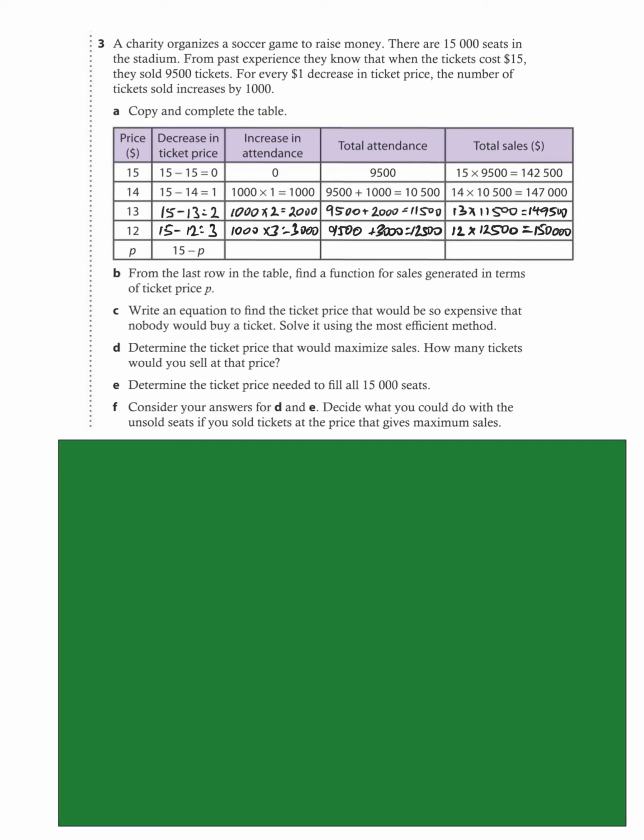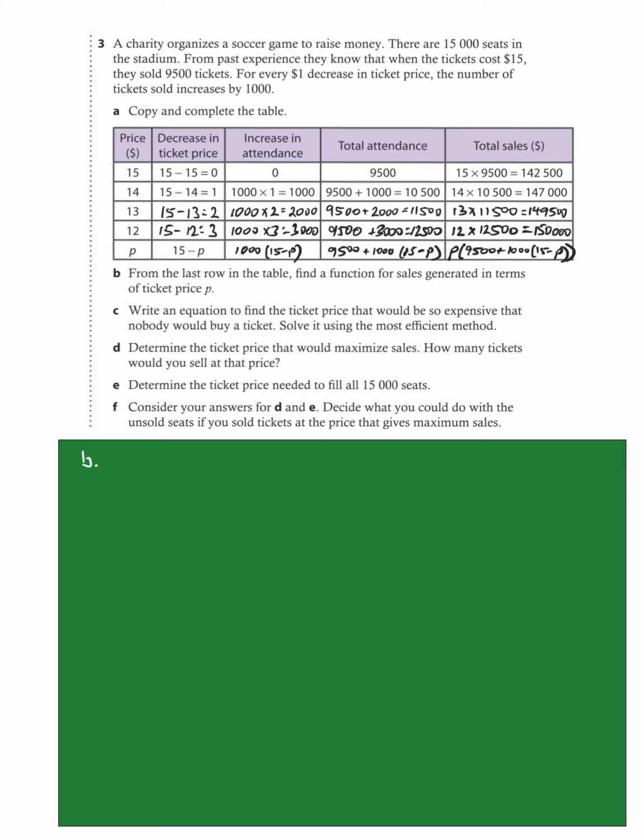All right, now we've got this next line here. We've got P, and we've got 15 minus P. So you see what we've done there, 15 minus P. So this would be 1,000 times 15 minus P. The total attendance will be 9,500 plus 1,000 times 15 minus P. And then that whole increase is multiplied by the ticket price P. We've got P outside of 9,500 plus 1,000 times 15 minus P. So that's filled in.